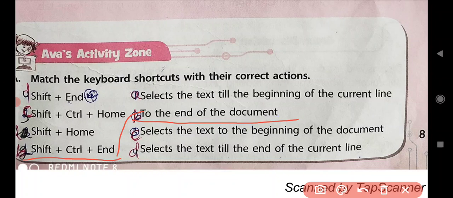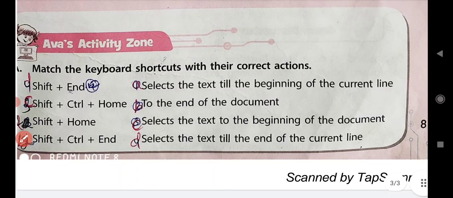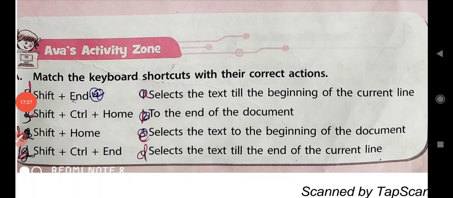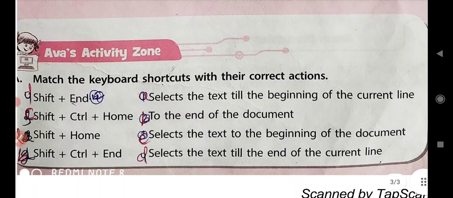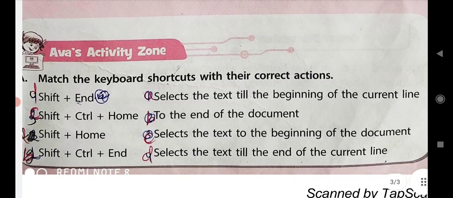Now come to the next one, that is B1. In B1, see here, we have to label it. So I will repeat again. First one is shift plus end, that is select the text till the end of the current line.